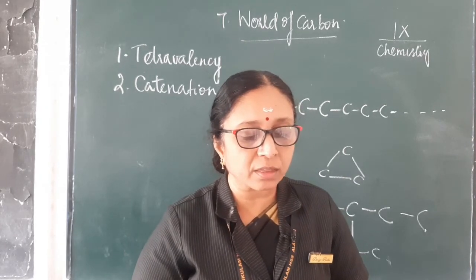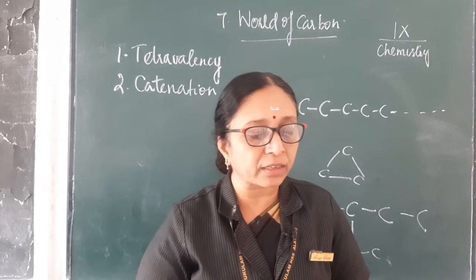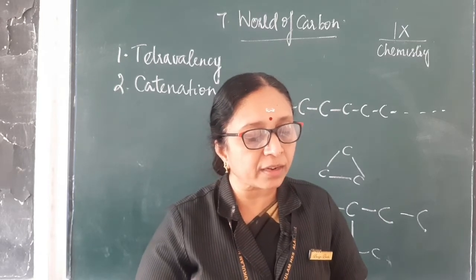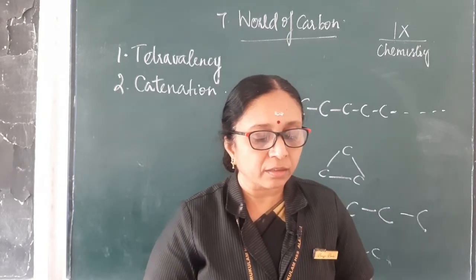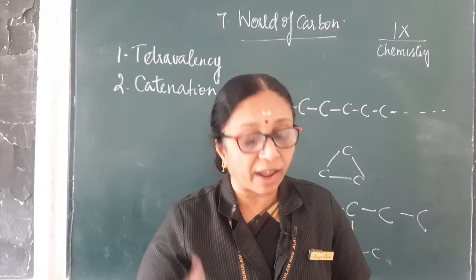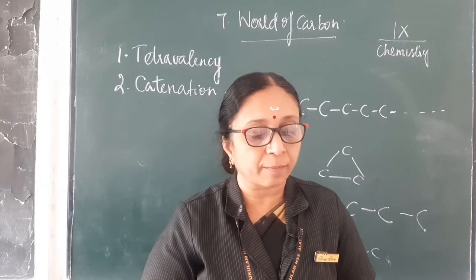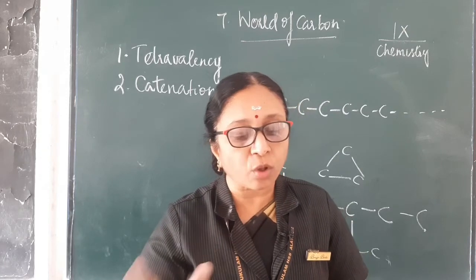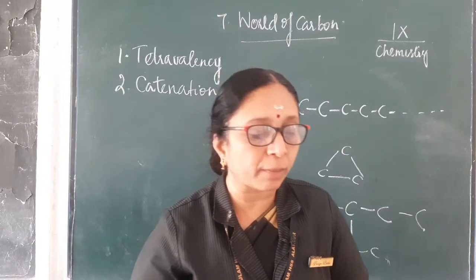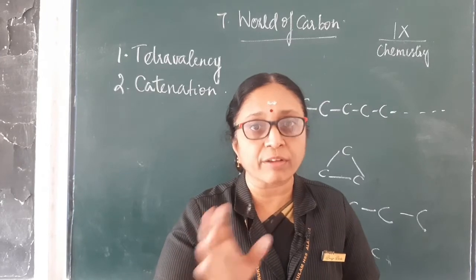So, diamond, you can write, has a high refractive index. Graphite is an electrical conductor. Diamond is transparent and it has a high refractive index, and it is also used for the manufacture of ornaments. So, you can write it down in the file.